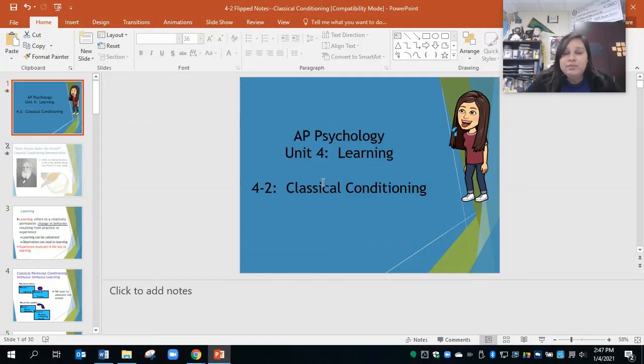We'll go much more in depth, not a whole lot more, but we'll look at a lot more examples and talk about generalization and discrimination of those conditioned responses in the next section. So that's it for flipped notes 4-2.